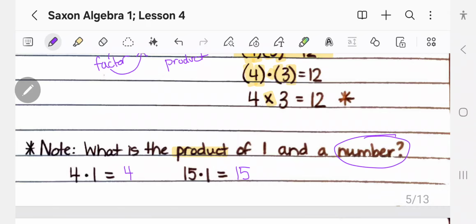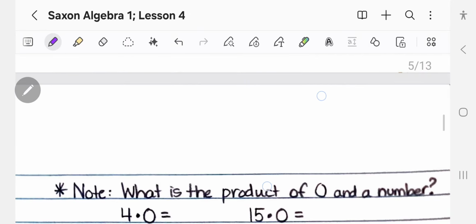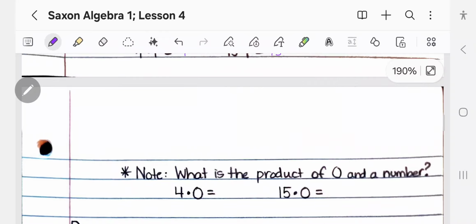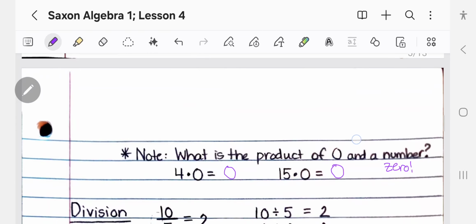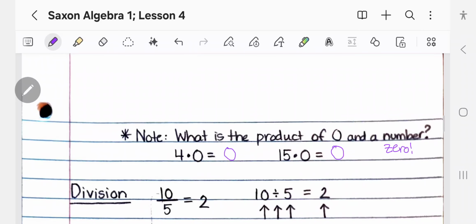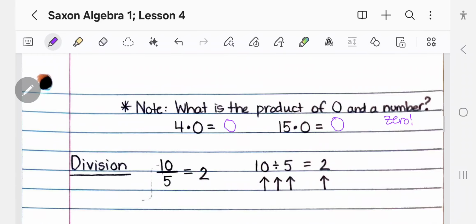Now the next operation that we're going to talk about, actually we're going to have one more about multiplication. What is the product of 0 and a number? So the last one was the product of 1 and a number, now the product of 0 and a number. When you multiply by 0, you get 0. So the product of 0 and a number is going to be 0. All right, and then the last operation for arithmetic that we're going to talk about is division.